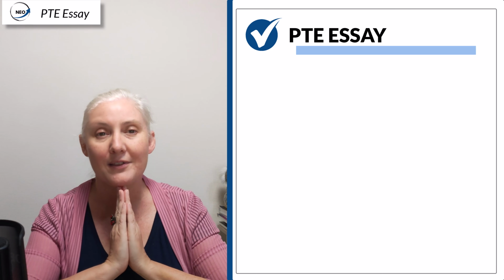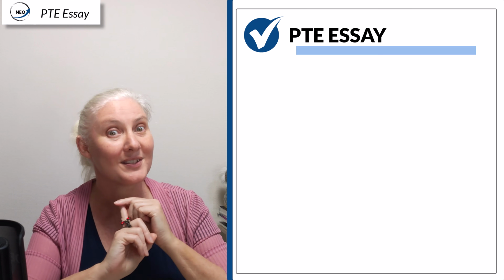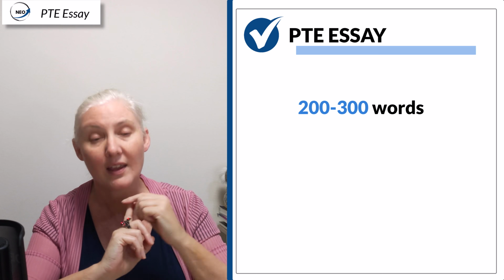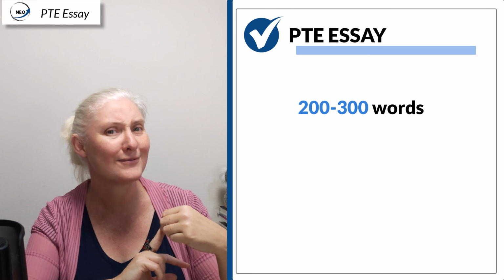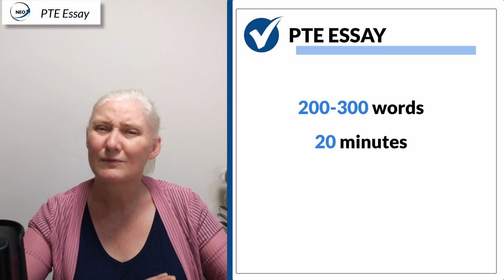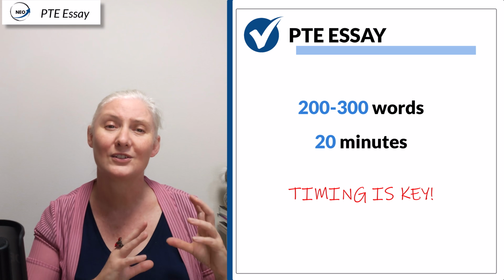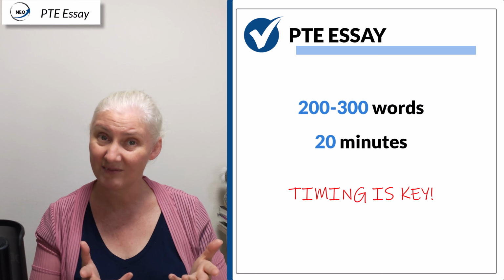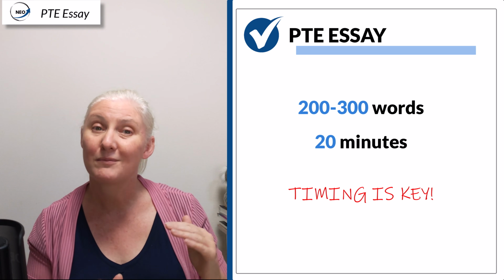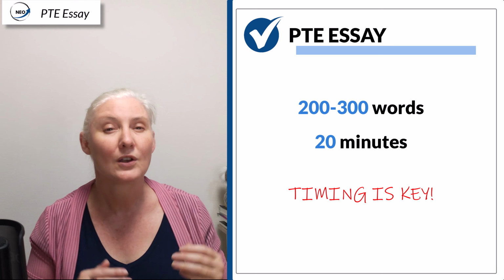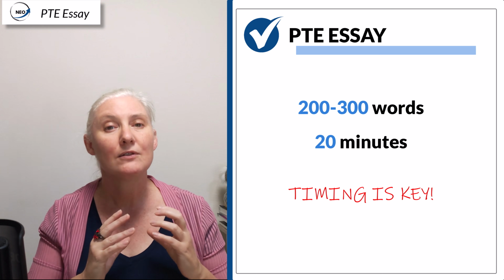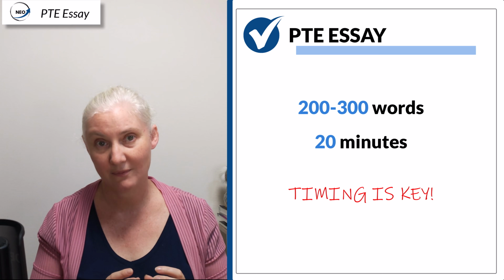What do you need to know about the PTE essay? Firstly, how long is it? 200 to 300 words. Secondly, how much time do you have? You have 20 minutes. So that's really short time to write 200 to 300 words, right? If you do an IELTS test, you get 40 minutes for about the same number of words. So IELTS expects a little bit higher quality. PTE really expects you to manage your time.